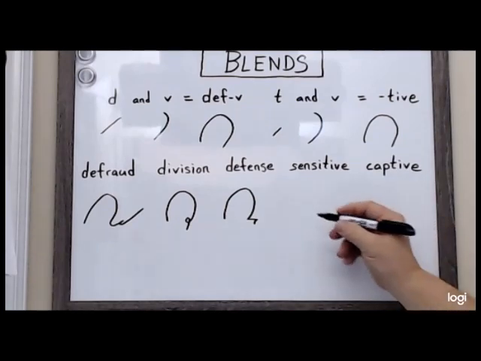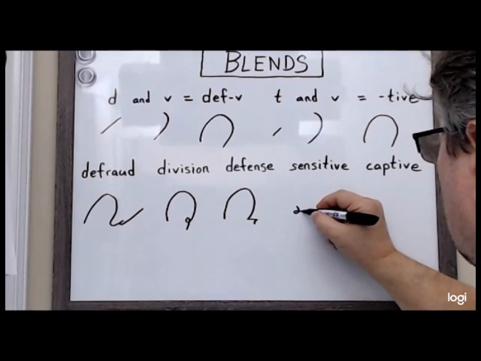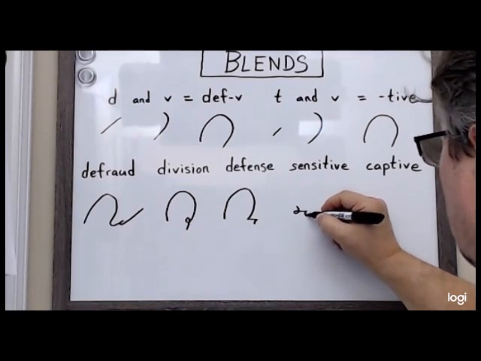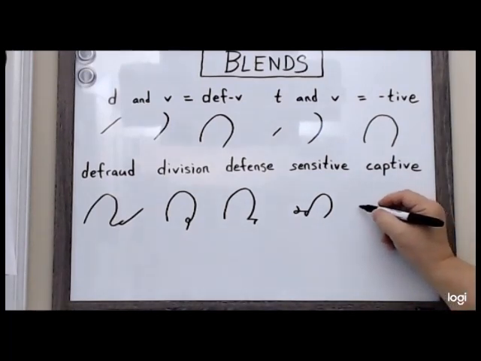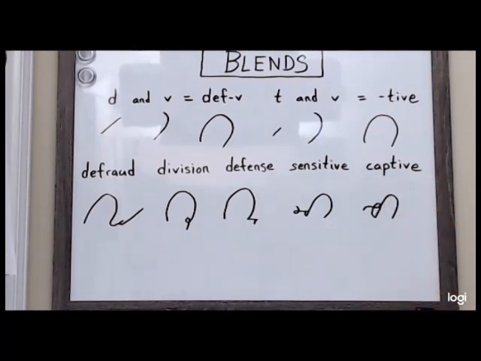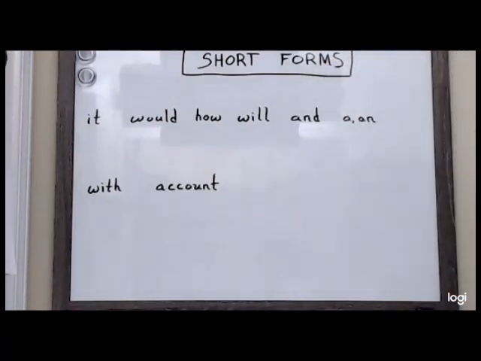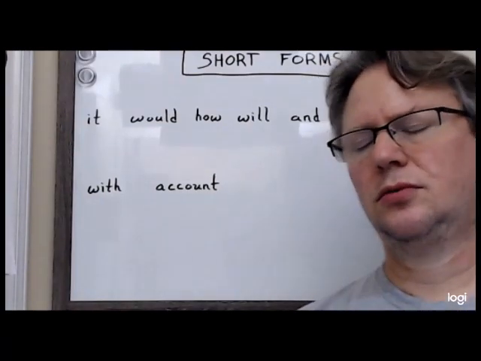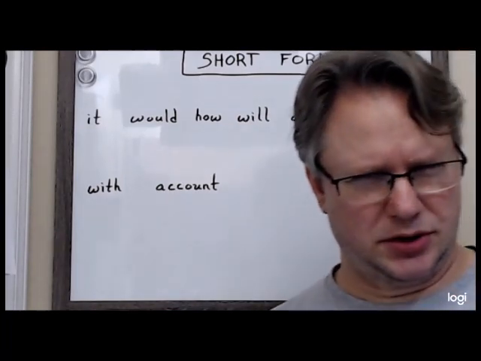The word sensitive is S-E-N-S-T-I-V-E. And then captive is K-A-P-T-I-V sound. This set of figures are called short forms, which generally comprise of 1 to 3 letters to represent a single word.